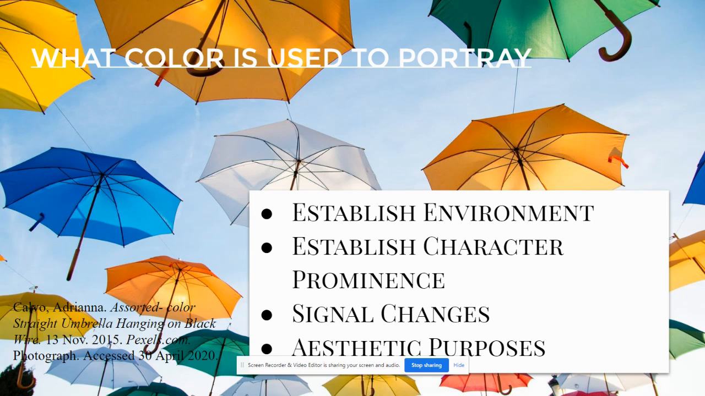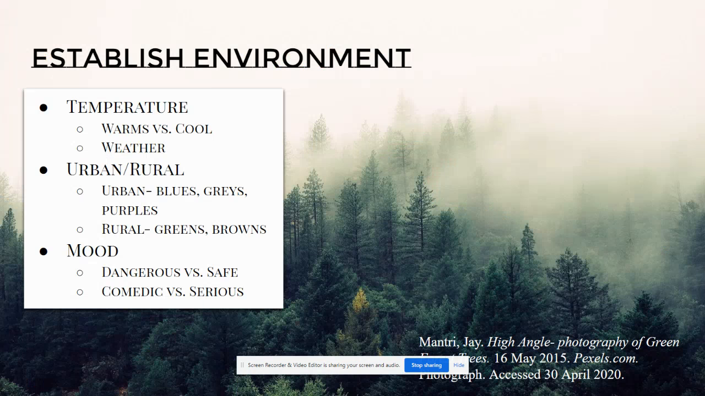To begin, I wanted to show the categories that I will be discussing of what colors used to portray. Those categories are establishing environments, establishing character prominence to storylines, signaling changes, usually in main characters, that are either internal, external, or environmental, and then also talking about the aesthetic purposes of colors. To begin, I want to talk about establishing environments.